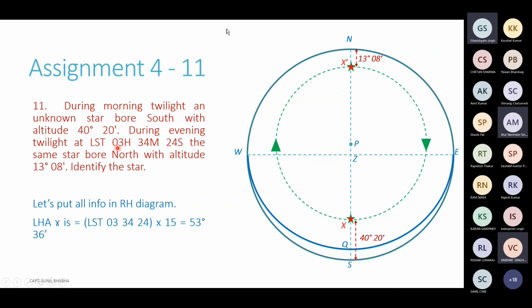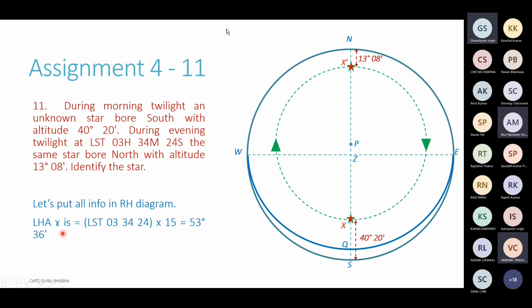In fact, if LST is given to you, if you convert it into angular units, it gives you the LHA of Aries. LHA of Aries is the angle at the pole contained between the observer's meridian and the celestial meridian of Aries measured westwards. And this is exactly what LST is. So multiplying the LST by 15, we get the value of LHA Aries, which is 53 degrees 36 minutes.